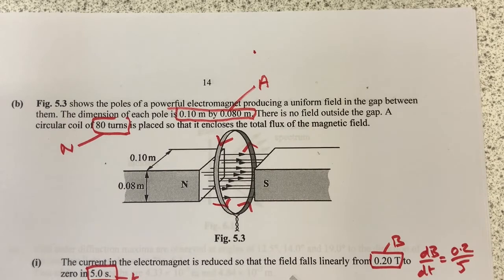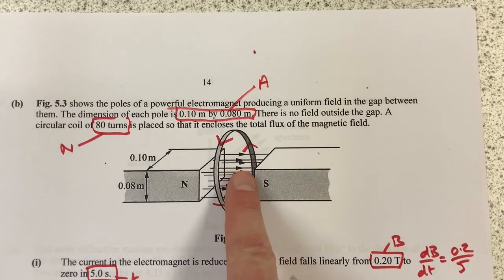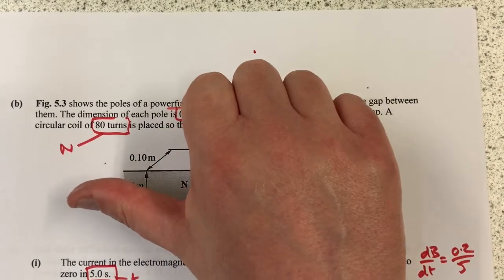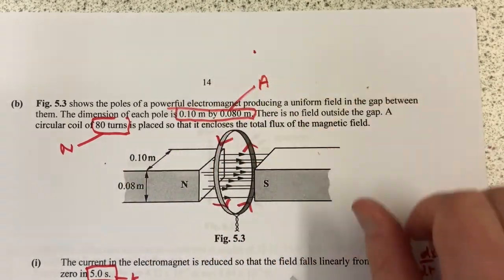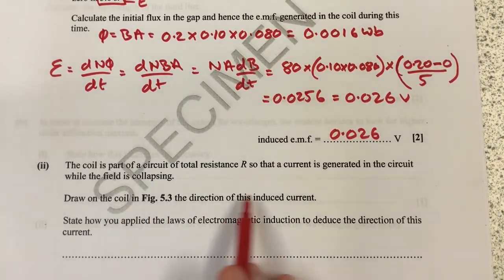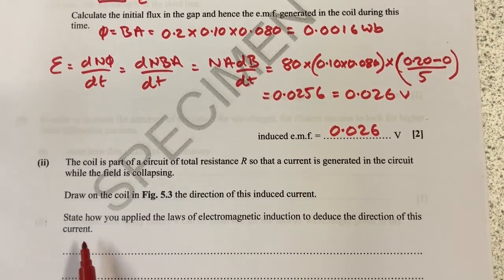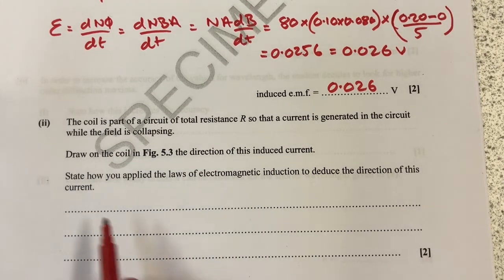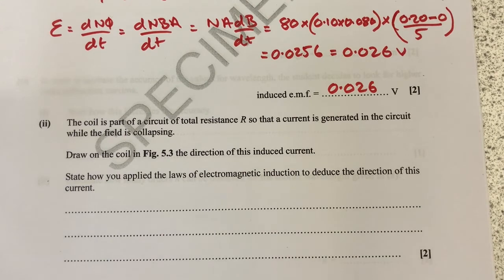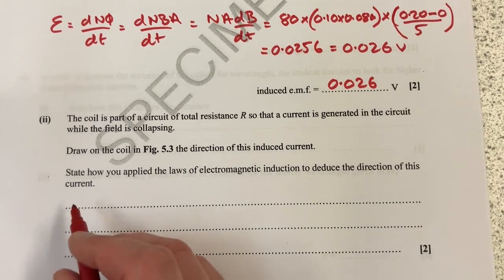Just as an aside, if the B field was getting bigger, then the coil will want to oppose that, and so we'd line up our right hand rule the other direction. Anyway, so that must be worth 1 mark, I presume, of these 2 marks down here. This part, state how you applied the laws of electromagnetic induction to deduce the direction of this current. Only 3 lines and 1 mark.